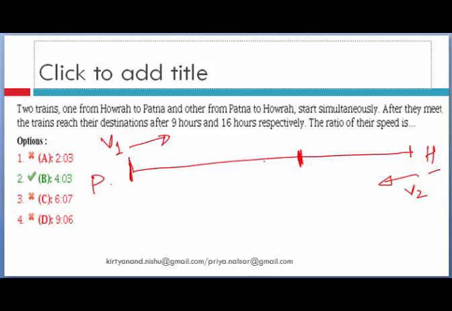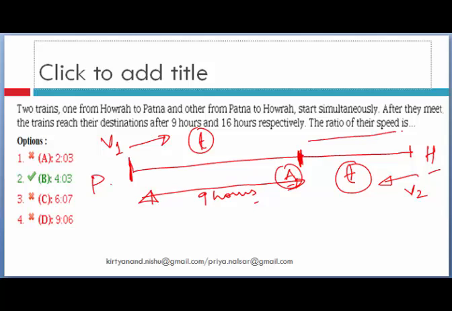So both the trains start at the same time. Let us say after time t, both these trains meet. So this train takes a time of t to reach this point A. This train also takes a time of t to reach this point A, and then they meet. After that, what happens is that the Howrah train reaches Patna in 9 hours. So this distance is covered by the Howrah train in 9 hours, and this distance is covered by the Patna train in 16 hours. And what we have been asked is to find the ratio of their speeds.